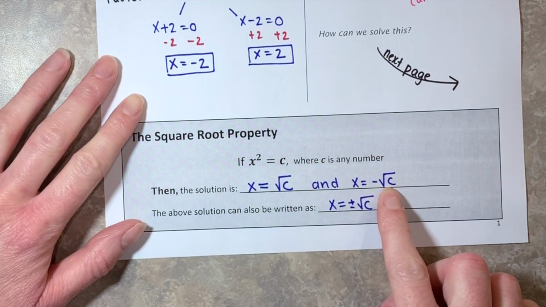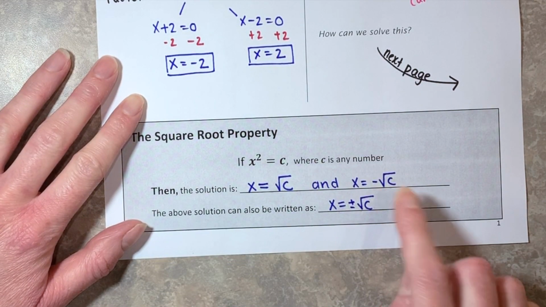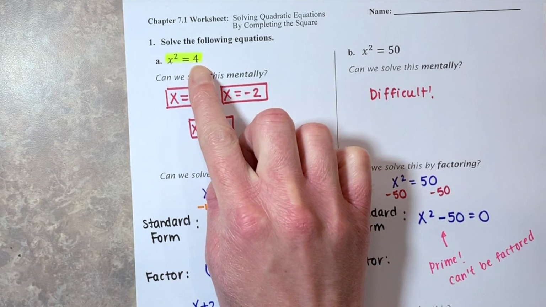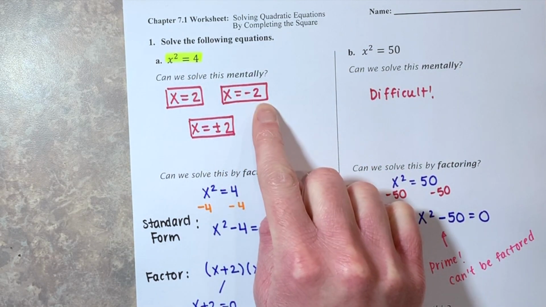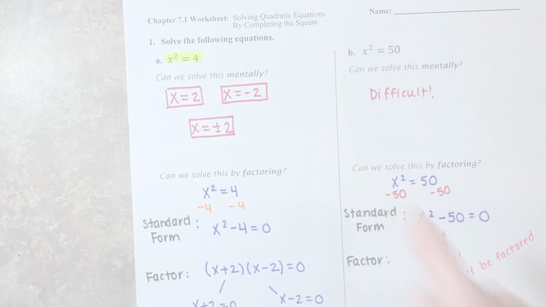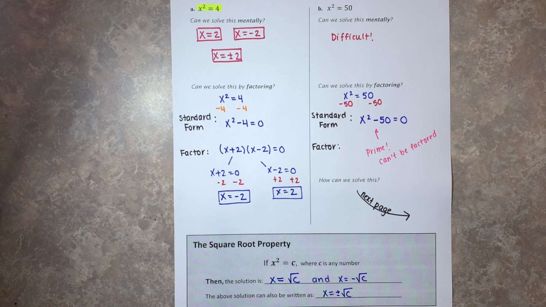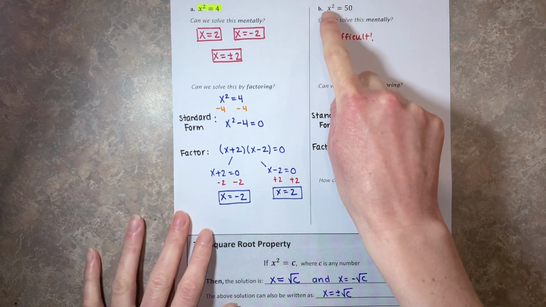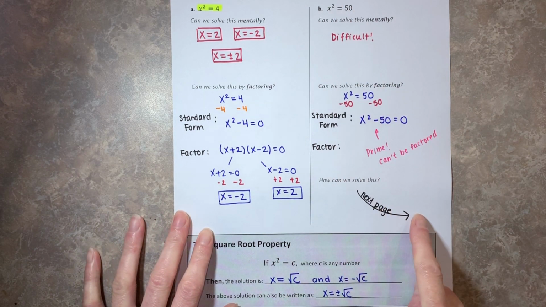And the other solution should be the negative square root of that constant. And let's see, that would mean that the other solution would be -2, which is exactly what we got for our other solution. Now that we've learned the square root property, we're going to use the square root property to solve this exact problem on the next page.